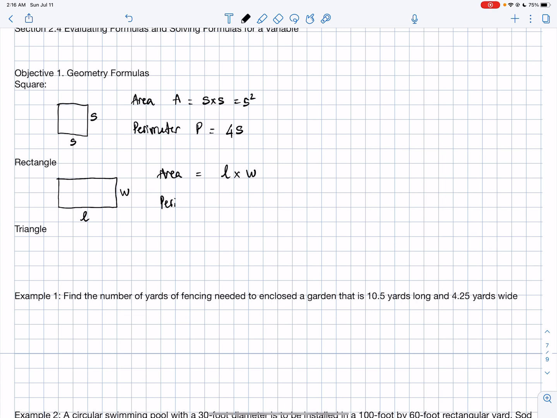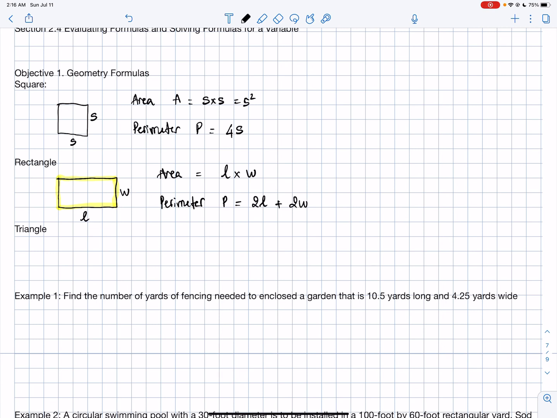And the perimeter is P equal. The perimeter is you go around the shape, so you go length, you go width, you go length again, and you go width again. So you have 2 lengths plus 2 widths. So twice the length plus twice the width.